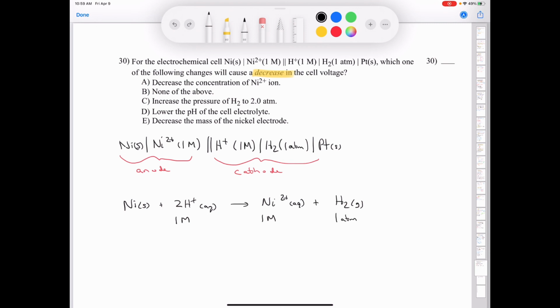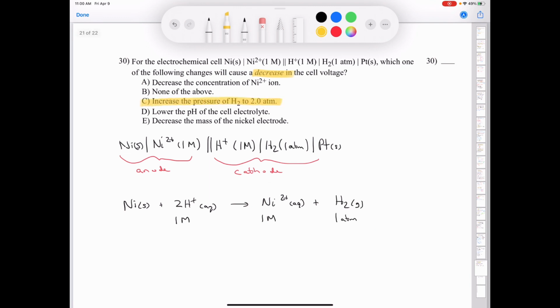The next one is increase the pressure of the hydrogen to 2 atmospheres. So if I increase the pressure of the H2, it's going to push the reaction in reverse, which is going to cause a decrease in the E cell of the reaction. So the answer is C. If we increase the amount of hydrogen, it's going to push the reaction in the reverse direction, cause it to be less spontaneous in the direction that it's written, and it's going to cause a decrease in the cell voltage. So the answer is C.